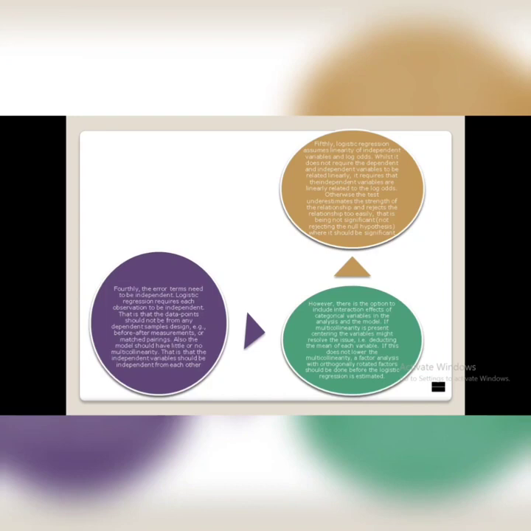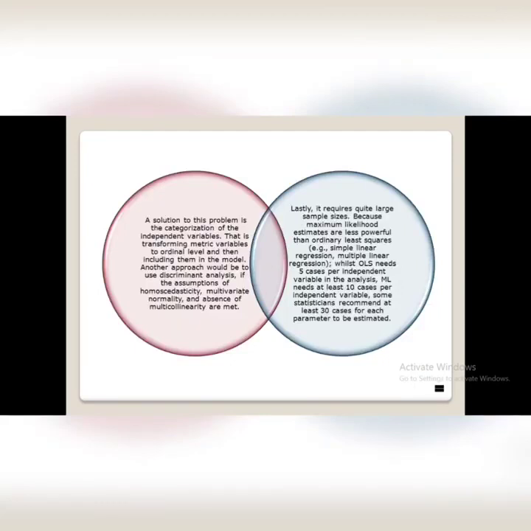Otherwise, the test underestimates the strength of the relationship and rejects the relationship too easily, that is, it is deemed not significant, not rejecting the null hypothesis where it should be significant. A solution to this problem is the categorization of the independent variables, that is, transforming metric variables to ordinal level and then including them in the model. Another approach would be to use discriminant analysis if the assumptions of homoscedasticity, multivariate normality, and absence of multicollinearity are met.